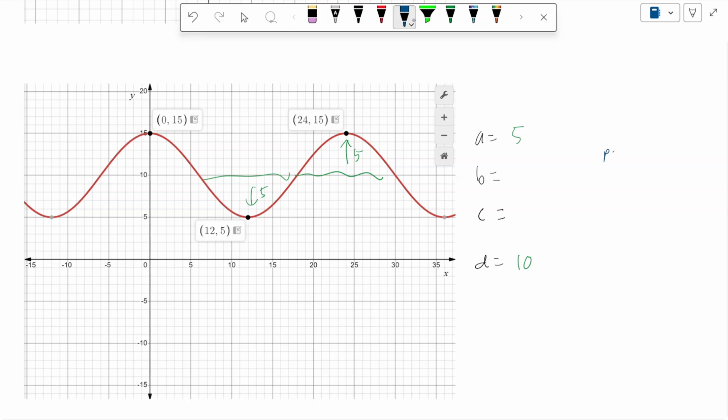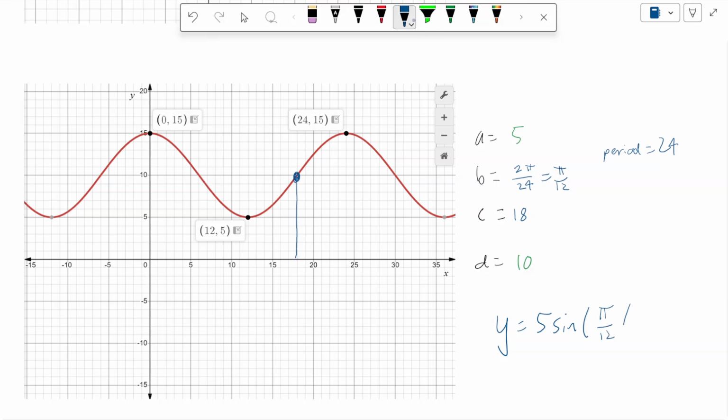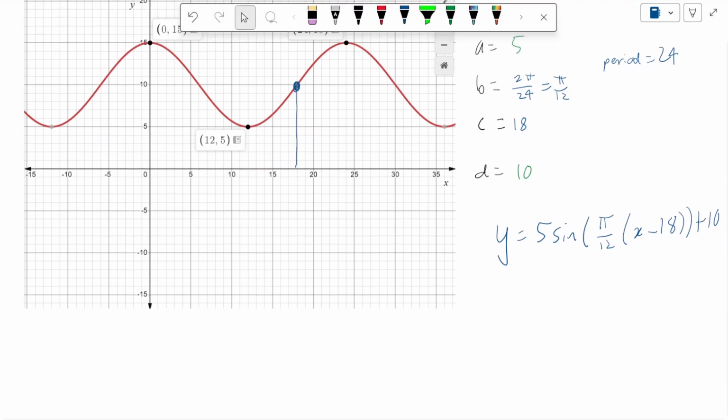For B, the period is, let's see how long it takes to repeat, so 0 up to 24, so the period is 24. B has got to be 2 pi over the period, 2 pi over 24. And C is where it sort of starts, or where it should start going up. So that number there is 18. So C should be 18. So what I'm expecting is 5 sine 2 pi over 24, or maybe I'll just simplify that to pi over 12, x take 18, plus 10. That's how we do that graph there.